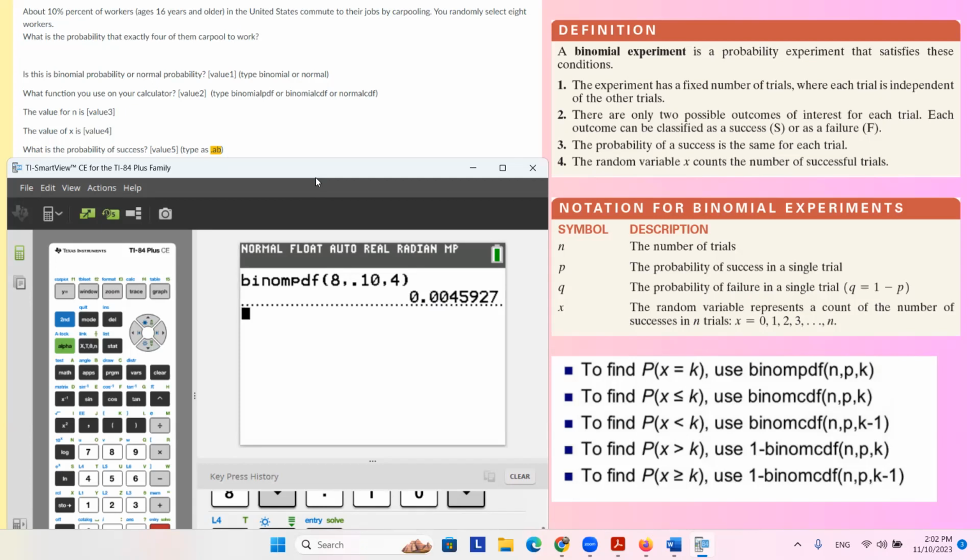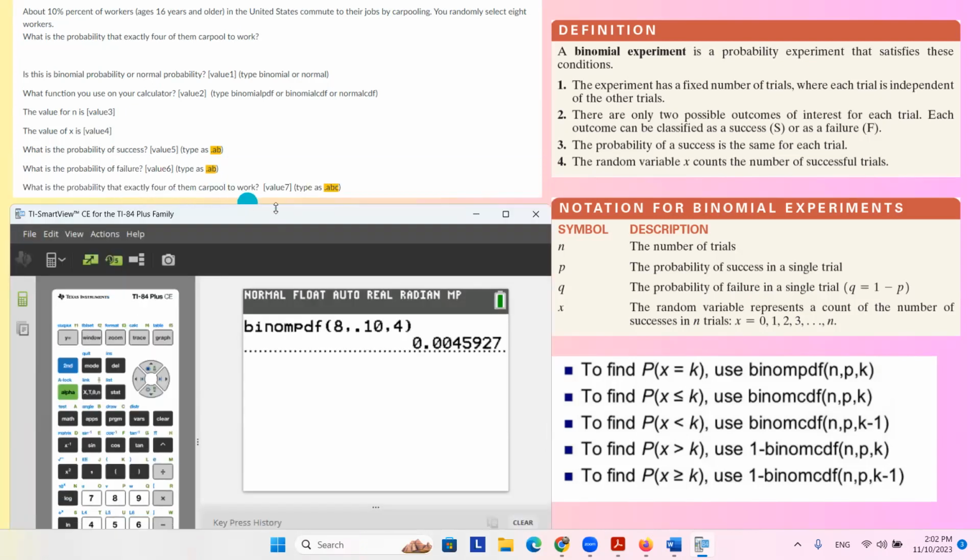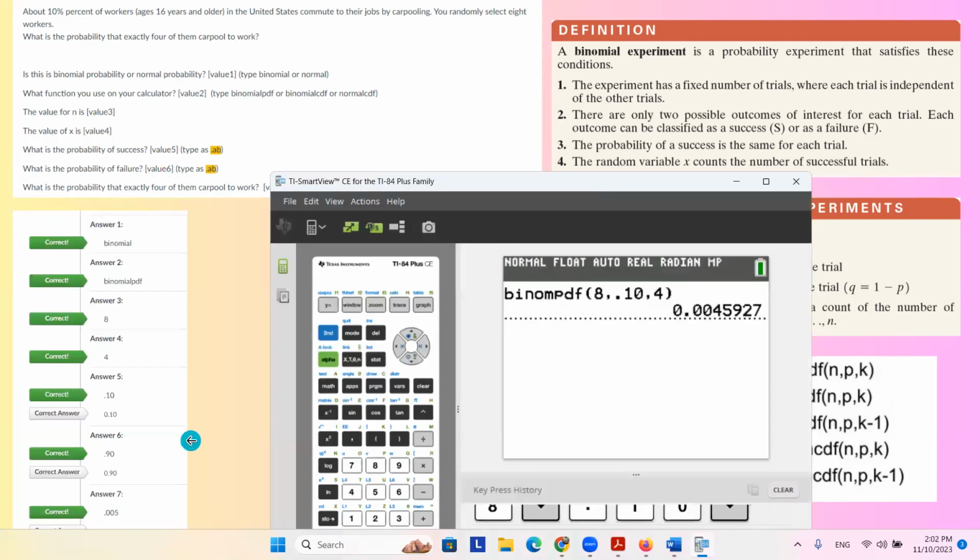So if you look at the question, it asks what's the probability that exactly 4 of them carpool? It's going to be 0.00, and if you round it, it's going to be 5. So as you can see, this is the answer, 0.005.